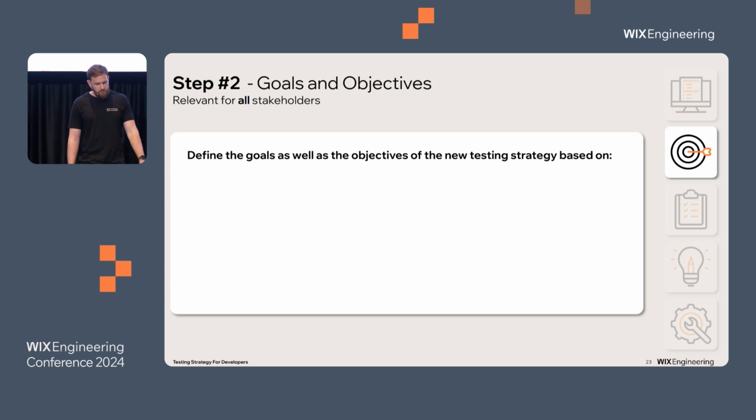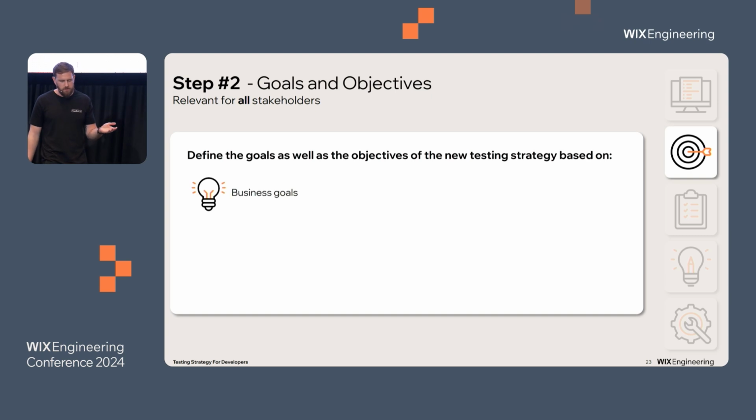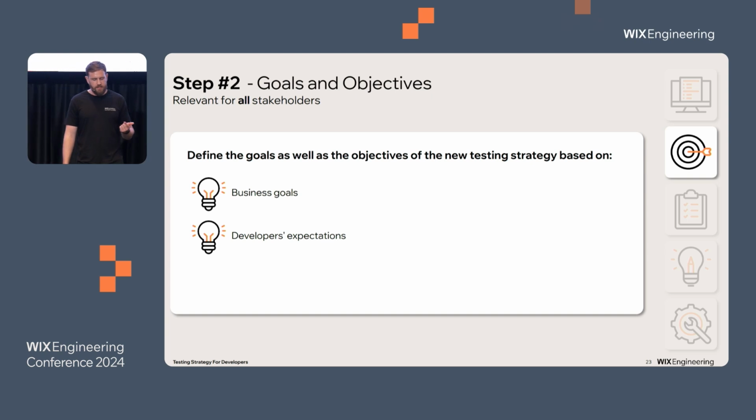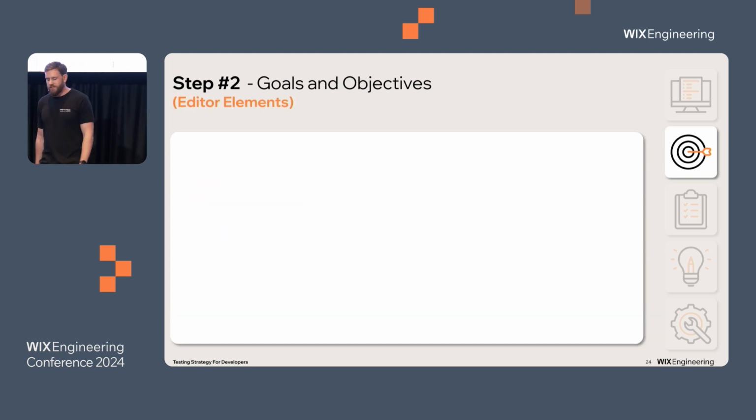Okay, so step 2, again, relevant for all stakeholders, is to define the goals and objectives of your new testing strategy, right? Because you want to explain to everyone what your goals are and what you want to achieve. Now, your goals should be based on the business goals, the developers' expectations, and the project requirements.